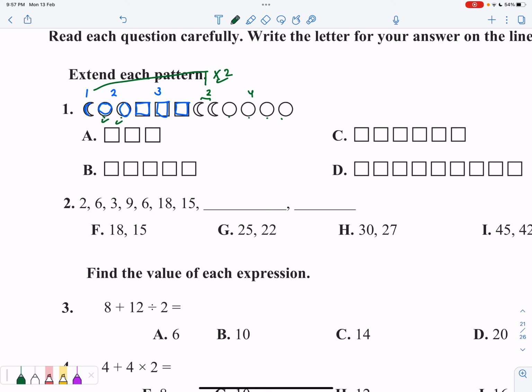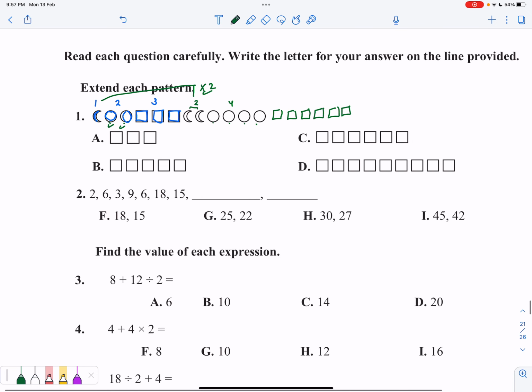So what about the squares? First we had 3 of them. So after that, how many squares should we have? Of course we will double that. So 3, we will have two 3s, so it's going to be 6 of them. So we should draw 6, 3, 4, 5, and 6. We should draw 6 squares.